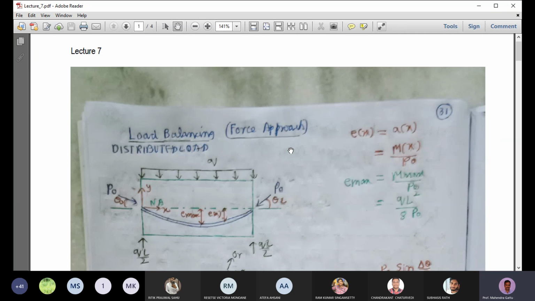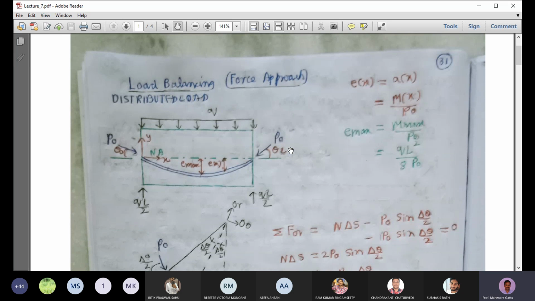In that scenario, the pressure line coincides with the neutral axis, and the entire beam will be subjected to uniform compression under external load. Okay, so instead of having a sagging curvature, the beam will be compressed and it will have a straight curvature. The same analysis we can do using another approach. It's called the force approach, so we'll discuss it.